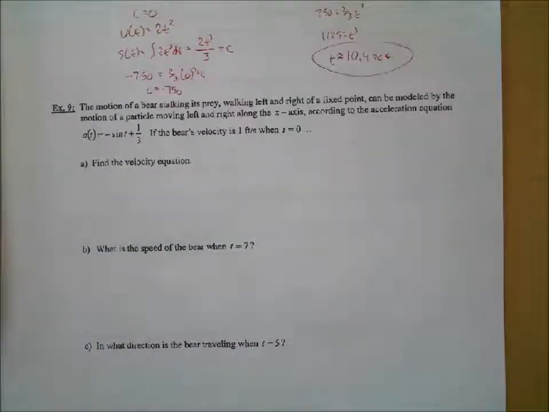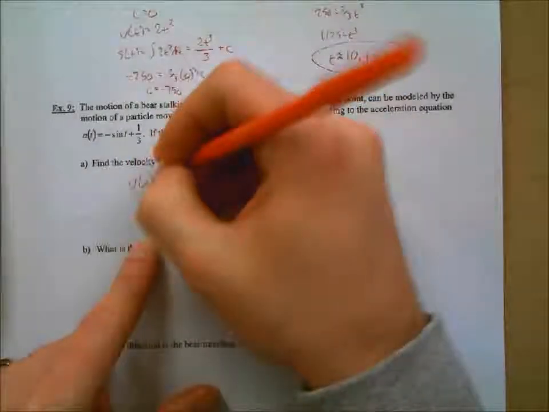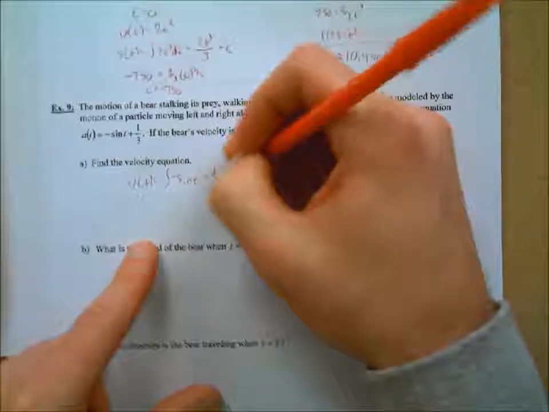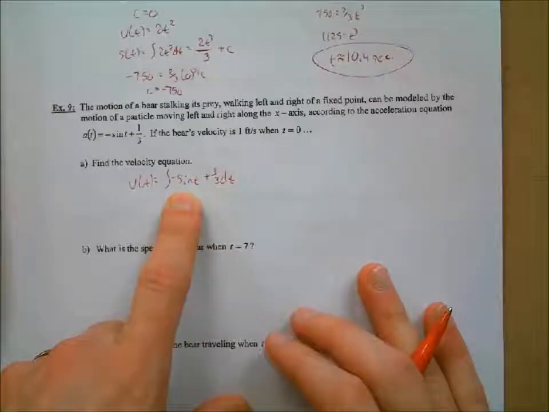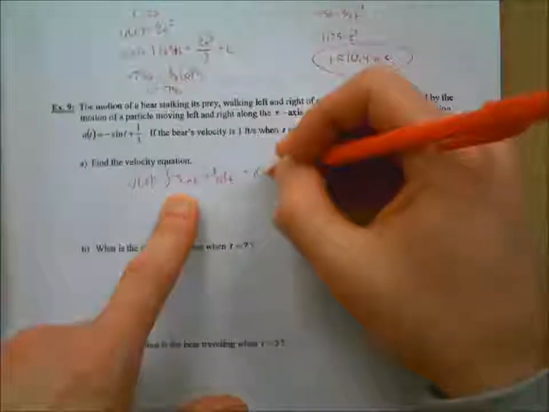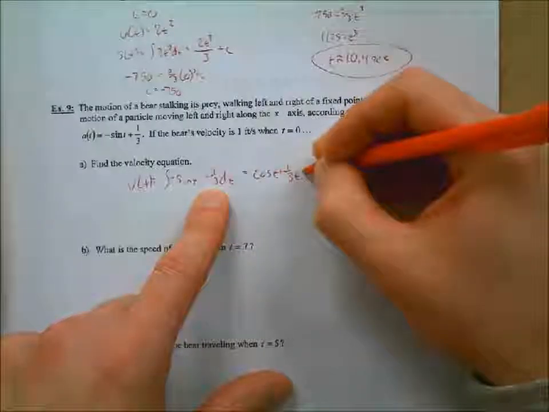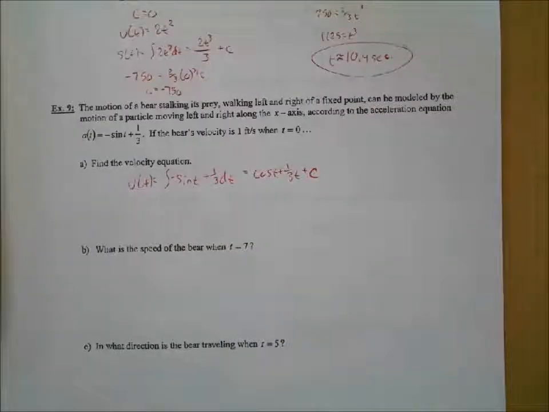Given what we know here, if we want to find the velocity equation, what should we do? Integrate the acceleration, right? So v of t is going to equal the integral of negative sine of t plus 1/3 with respect to t. What is the integral of negative sine? Cosine. Cos t. Integral of 1/3, 1/3 t. And don't forget your plus c there. We need to figure out what that c value is, though. We want to find our particular solution here.